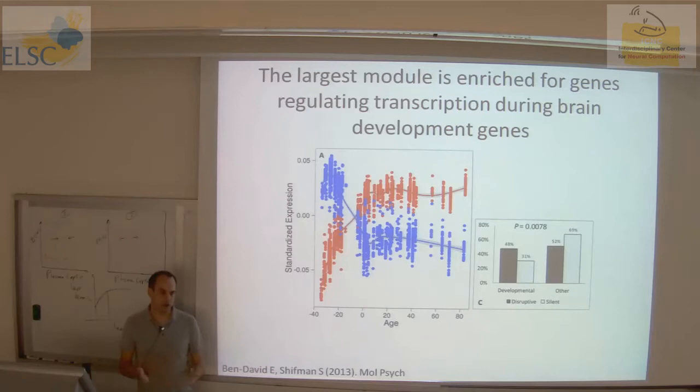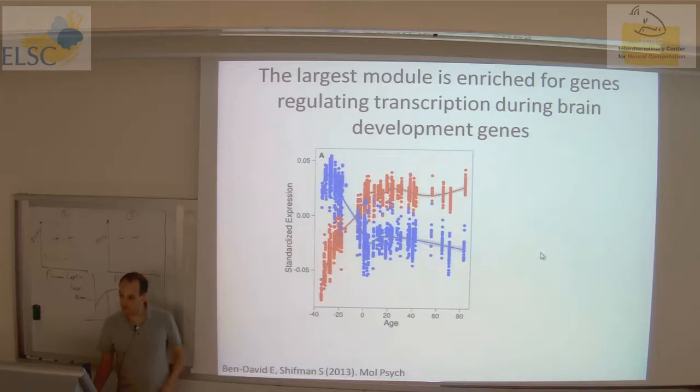And so we look at the distribution of the silent mutations. You can see that most of them are what I call here others. So they are not in the developmental group. They are expressed either during adulthood or at the same level in different developmental stages. However, if we look at the disruptive mutations, you see an enrichment for the developmental genes. So there is here an enrichment for genes which are expressed before birth.